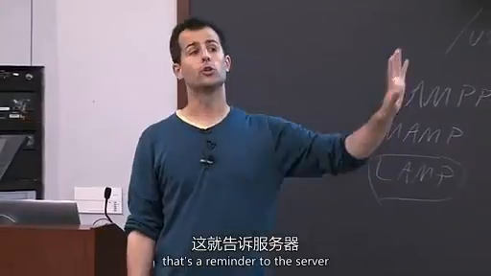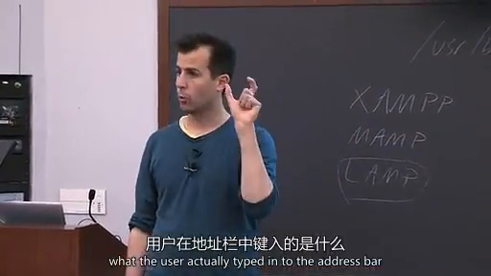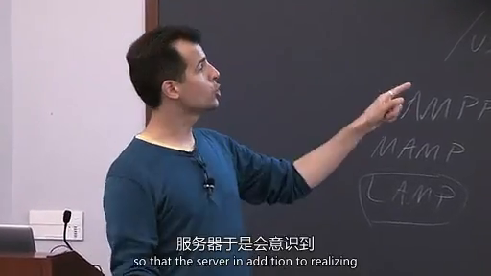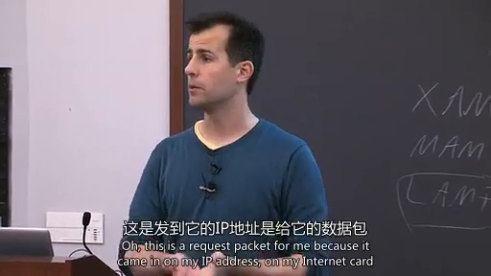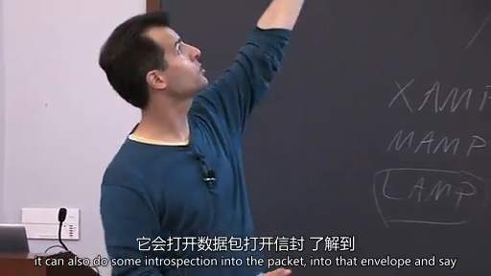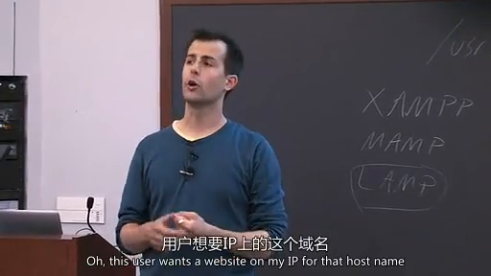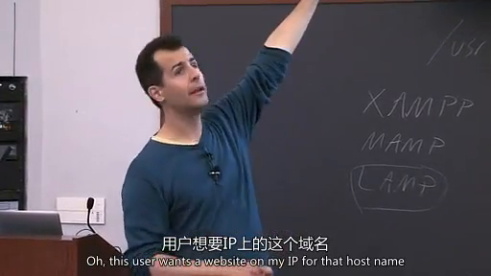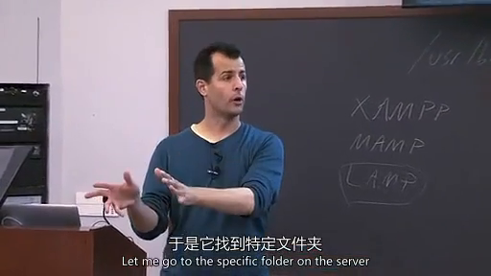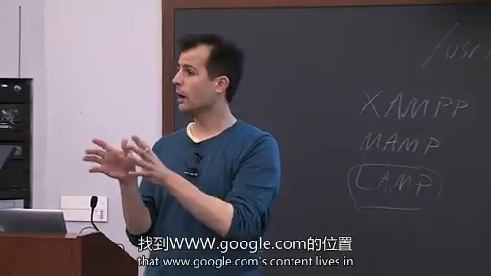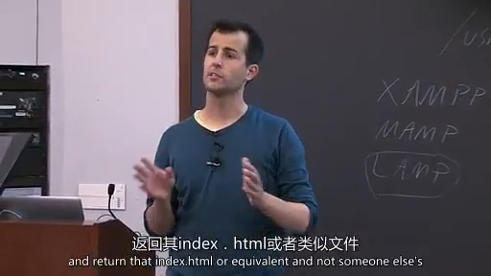browser that's a reminder to the server what the user actually typed into the address bar, what was actually requested, so that the server, in addition to realizing, oh, this is a request packet for me because it came in on my IP address, on my Ethernet card, can also do some introspection into the packet, into that envelope, and say, oh, this user wants a website on my IP for that host name. Let me go to the specific folder on the server that www.google.com's content lives in and return that index.html or equivalent and not someone else's.